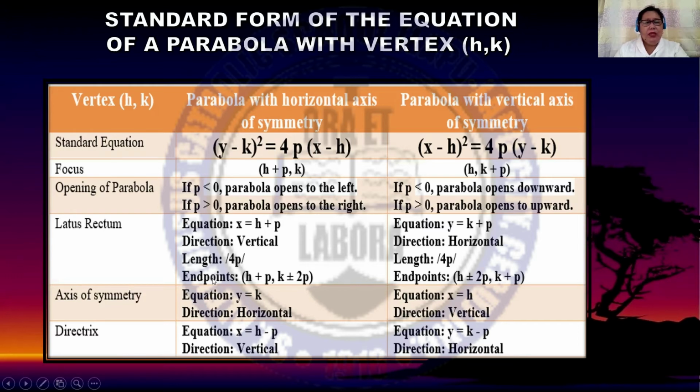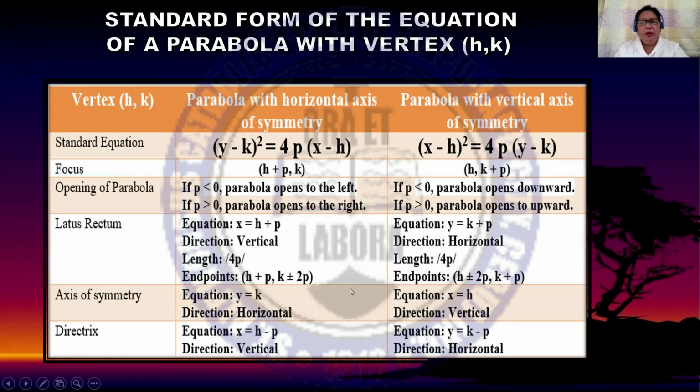The endpoints of the latus rectum: we have h plus p as the x-coordinate, and to solve for the y-coordinate, we have k plus or minus 2p. For the axis of symmetry, the equation is y equals k, and the direction is horizontal. For the equation of the directrix, we have x equals h minus p. Direction: vertical.